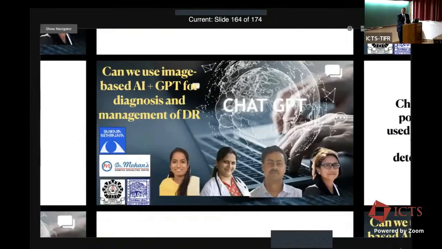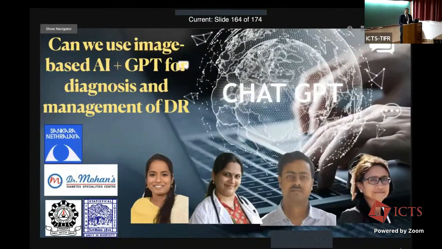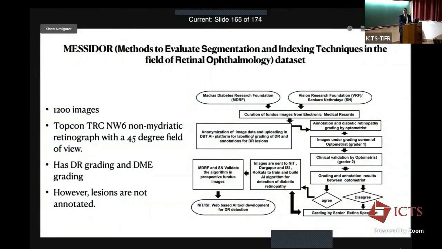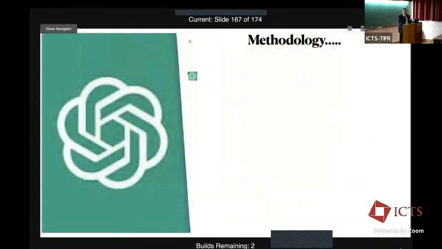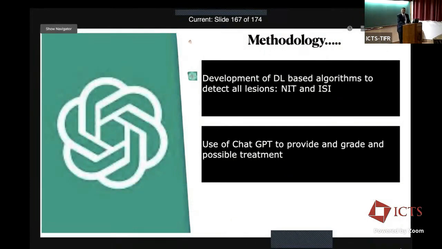And more recently, in our DBT study, we are trying to see whether we can combine image-based AI and GPT, so that the image gives the diagnosis and GPT gives the management. And this is the flow chart. Initially we did it on a public data set called MESSIDOR. For the first time, somebody has annotated all these lesions in the MESSIDOR data set. After doing that, we looked at whether GPT can provide the grade and the possible treatment options, so that it can tell the patient whether treatment is needed or not.